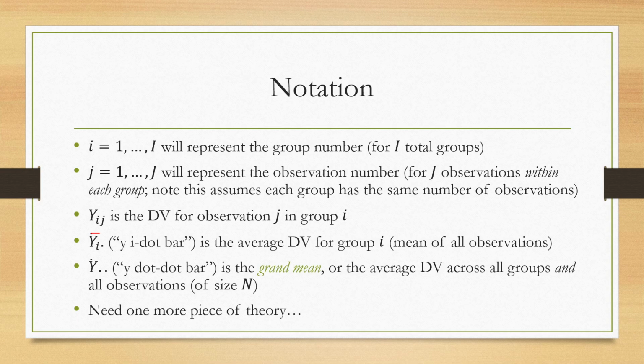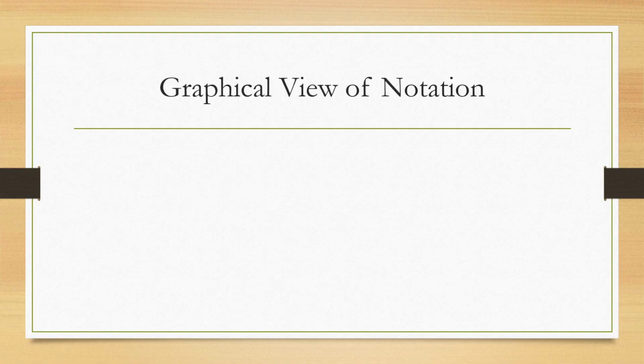All right, so we're going to jump into one more piece of theory, but actually first let's do a graphical view of our notation, and then we'll jump into this theory. So we're going to look at different components of a multi-group analysis graphically. All right, so we've got our three groups. This is the image that we saw in the last lecture video.